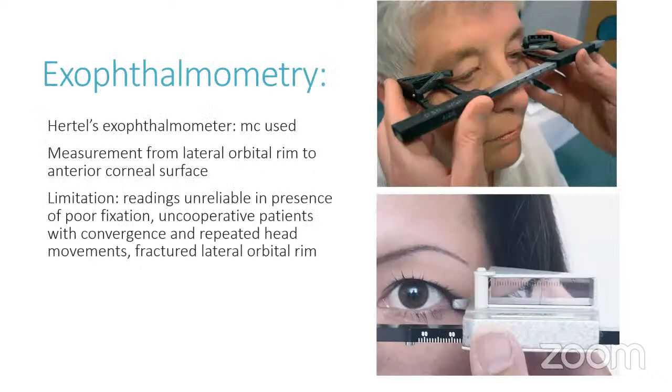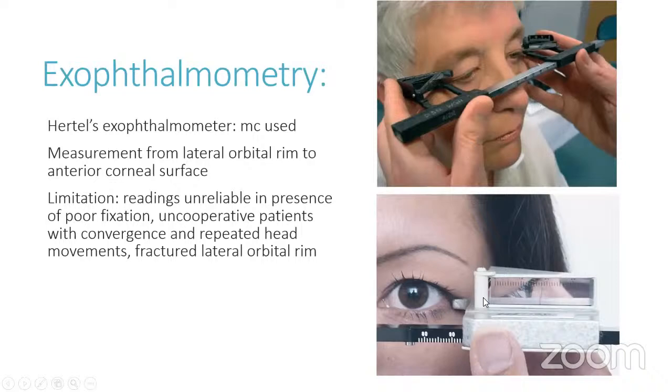Then coming to measurement of exophthalmometry, measurement of the proptosis by the exophthalmometer. The first is Hertel's exophthalmometer, which is the most commonly used. Measurement from the lateral orbital rim to the anterior corneal surface is done. As we can see, it is placed exactly at the lateral orbital rim of both sides.